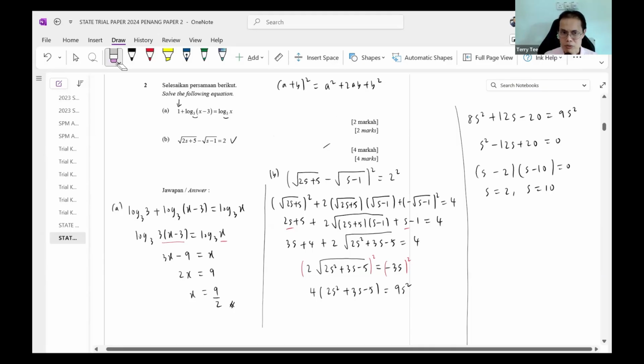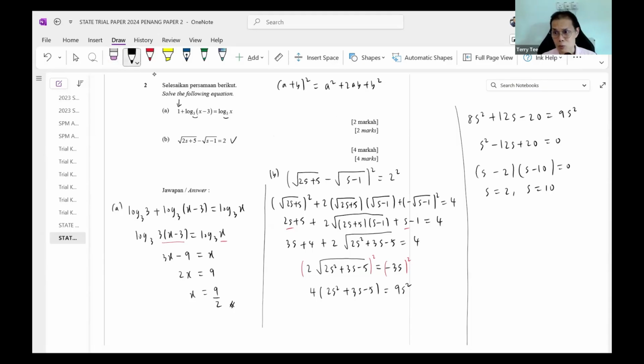Just so you know, I think in SPM, they would just give you only two, both answers are acceptable, so you don't have to double check. But I'm just telling you this, that by right, we should double check, because sometimes you have an answer that's not supposed to be there. Yeah, it's created by squaring both sides.